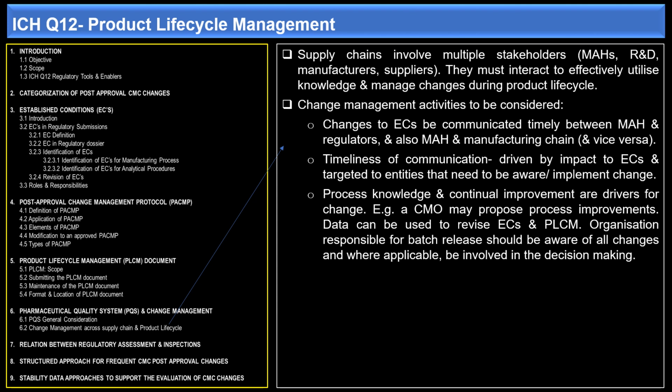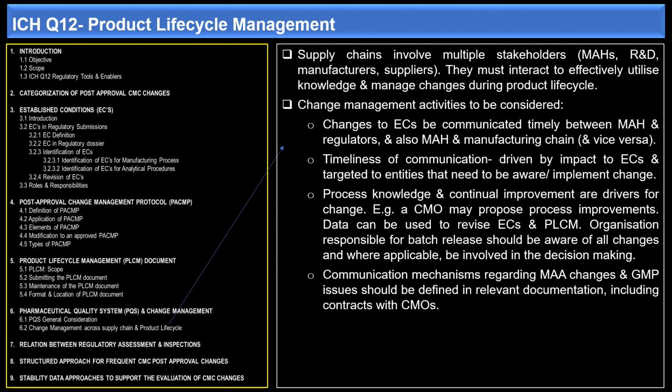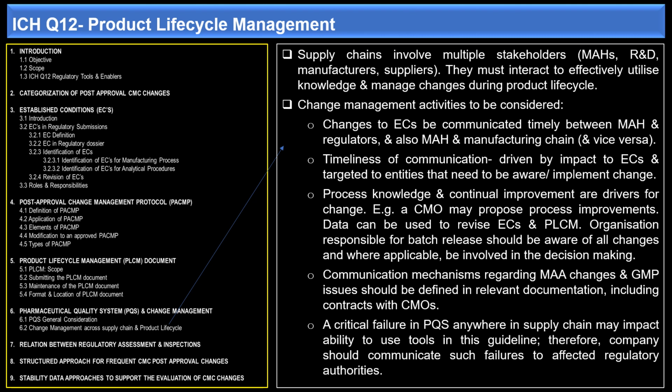Process knowledge and continual improvement are drivers for the change. For example, a CMO may propose process improvements. Data can be used to revise ECs and the lifecycle management document. The organization responsible for batch release should be aware of all the changes. The communication mechanism regarding manufacturing authorization changes and GMP issues should be defined in relevant documentation, including contracts with CMOs. A critical failure in the pharmaceutical quality system anywhere in the supply chain may impact the ability to use tools in this guideline. Therefore, companies should communicate such failures to the affected regulatory authorities within the time frame.